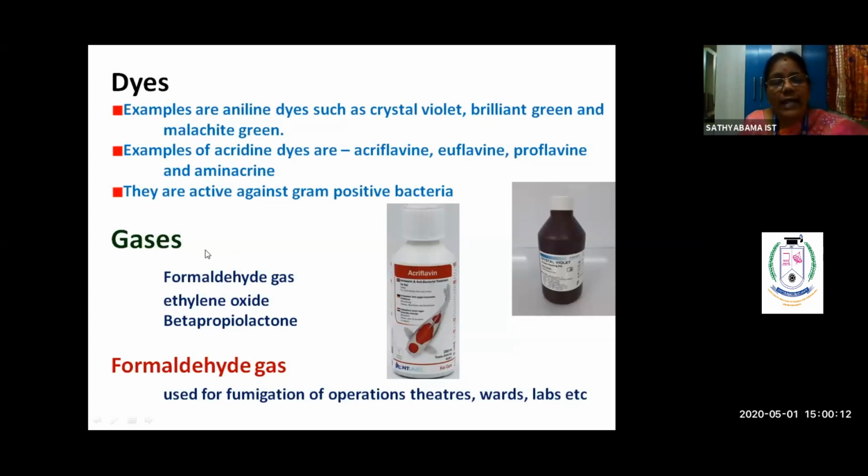Gases. So what are the gases? Gaseous disinfectants can be a 5 marks question for you. What are the gases which are used as disinfectants? Formaldehyde gas, ethylene oxide gas, and beta-propiolactone. I told you earlier under the aldehyde group about formaldehyde gas. How do we get formaldehyde gas? By heating 40% formalin suspended in water. When it is heated, formaldehyde gas is liberated. This formaldehyde gas is mainly used to fumigate operation theatres, wards, labs, etc. I'll explain to you what this fumigation is.